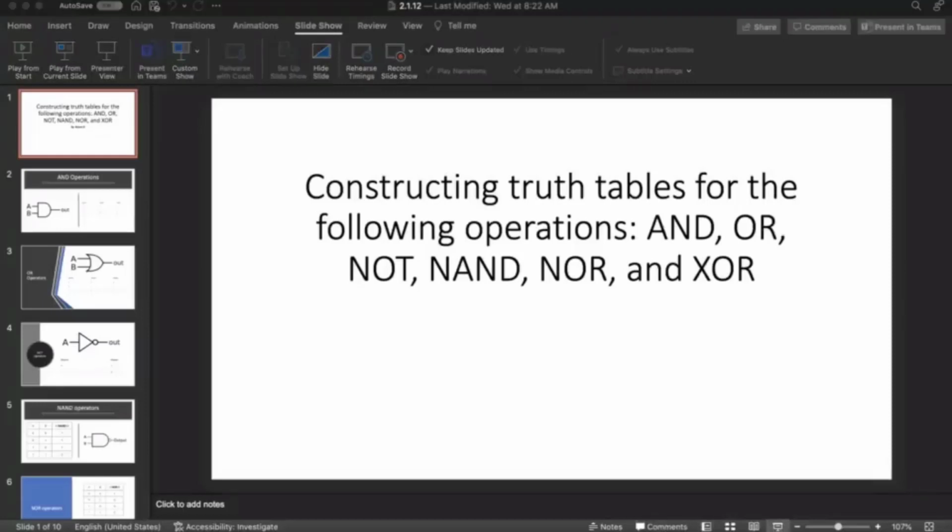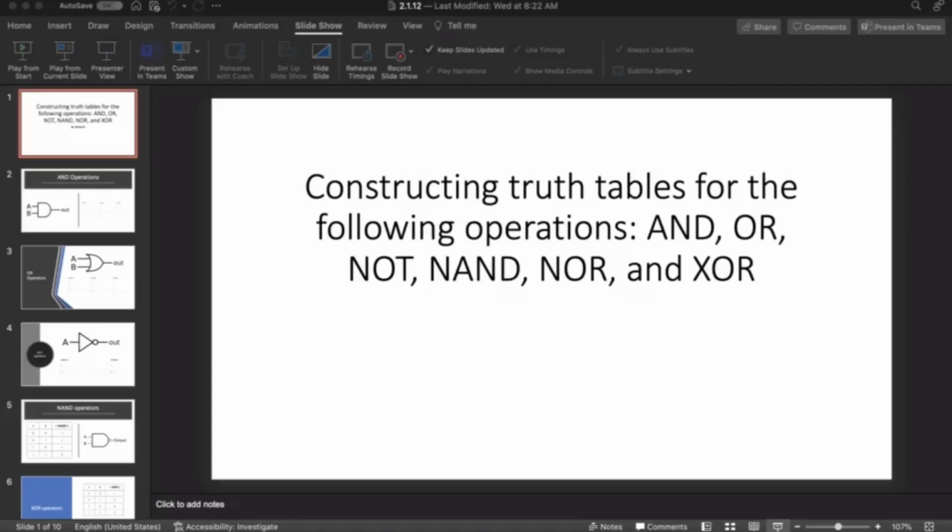Okay, so my PowerPoint will be on constructing truth tables for the following operations: AND, OR, NOT, NAND, NOR, and XOR. I'll start off with the first operation, which is the AND operation. We can see the diagram on the left, and then we can see the table on the right.